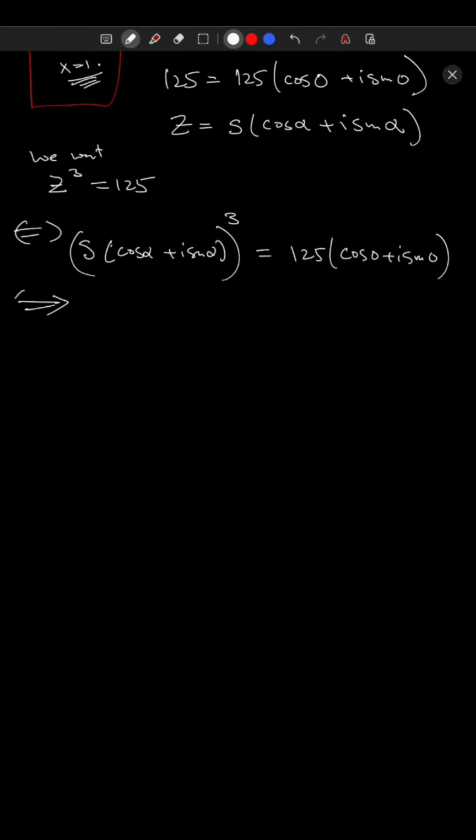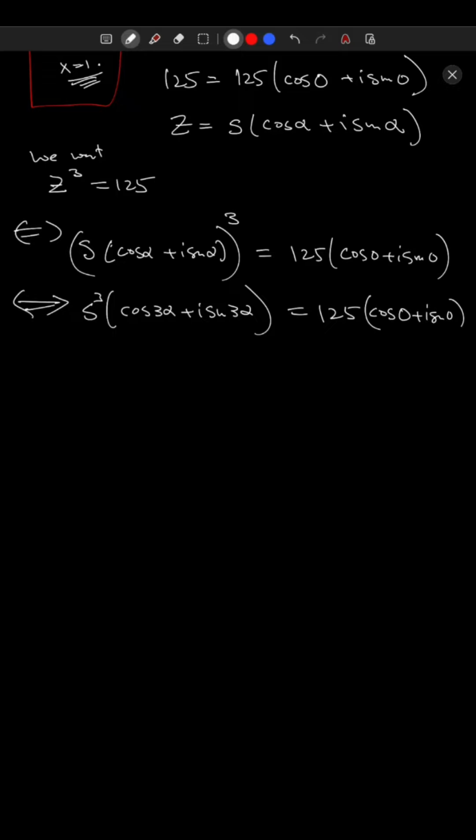But here's where we use de Moivre's theorem. When you cube a complex number, we know that the distance to the origin, s, is cubed, so s cubed, and then the angle is tripled. So this is cosine of 3 alpha plus i sine of 3 alpha. The right-hand side we just leave: 125, cosine of 0 plus i sine of 0.